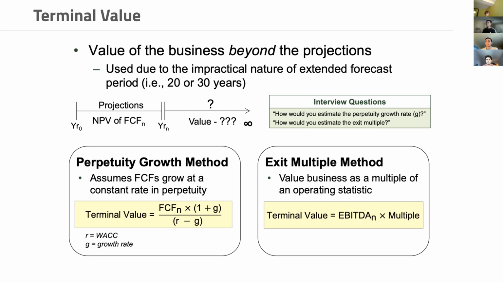This second method is generally more used, especially in banking, because sometimes the perpetual growth assumption is harder to make explicitly.